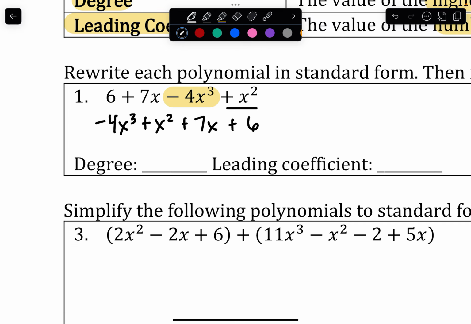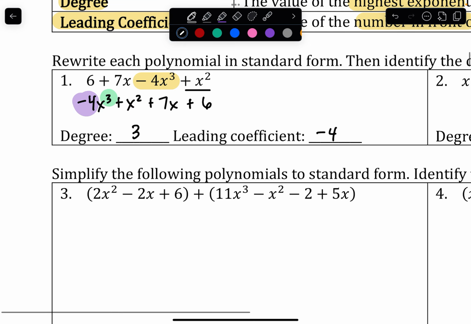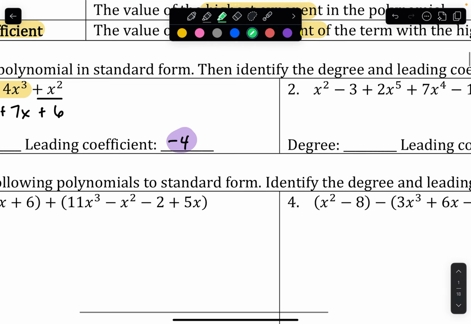And so this would be your final answer. The degree is 3. And the leading coefficient is negative 4. Degree is 3, leading coefficient is negative 4. Just looking at the exponent and the term in front.